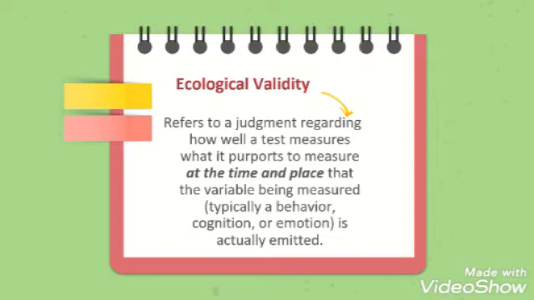Now, we also have what we call ecological validity. This refers to a judgment regarding how well a test measures what it purports to measure at the time and place that the variable being measured is actually emitted.